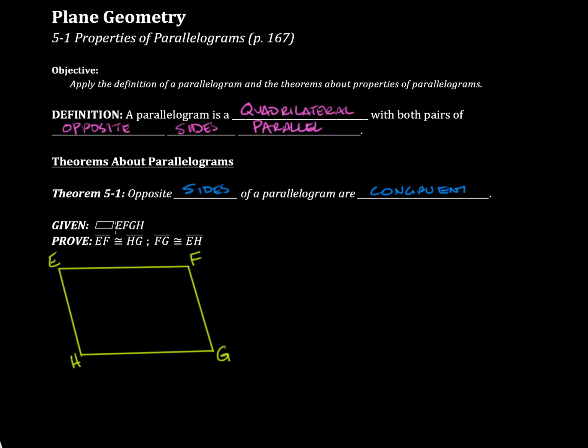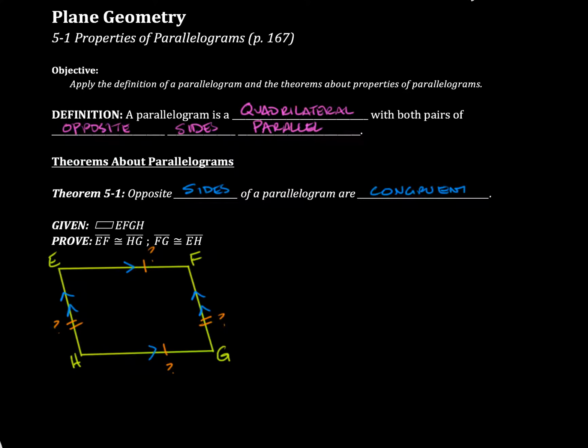So the given information is just that you have this parallelogram here, EFGH. Now we know that by the definition, these opposite sides are going to be parallel. So I'll go ahead and mark that. And my job is to prove that EF is congruent to HG and that FG is congruent to EH. And I'm going to go ahead and prove this, but I'm not going to do it as a two-column proof. I'm going to do it more as kind of like a paragraph proof.